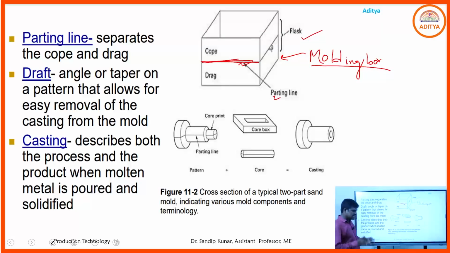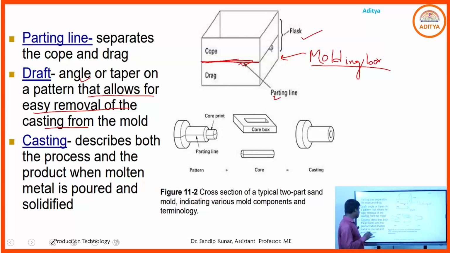Draft means that sometimes in a pattern we provide some angle or taper section for easy removal of the pattern from the mold cavity or from the molding box. That taper or angle we provide to the pattern allows easy removal from the mold cavity.